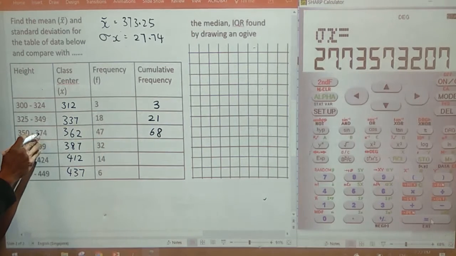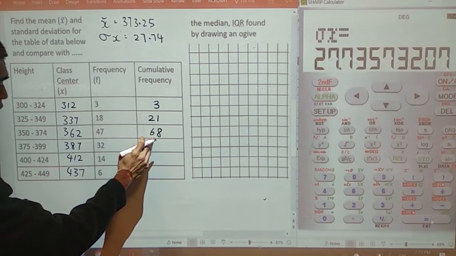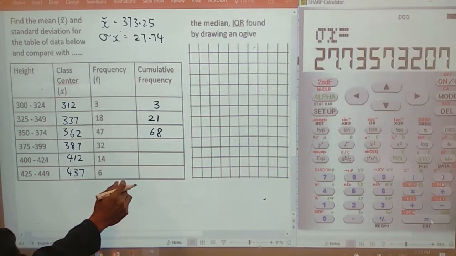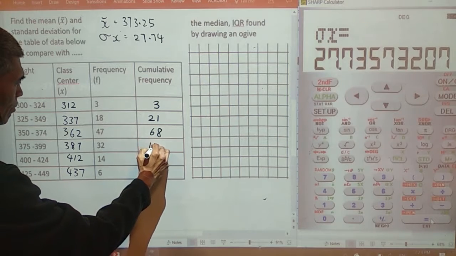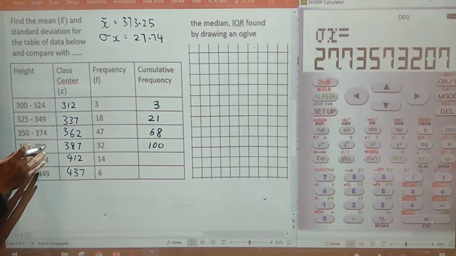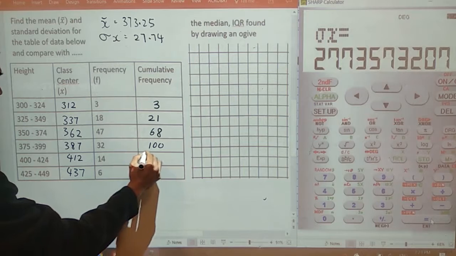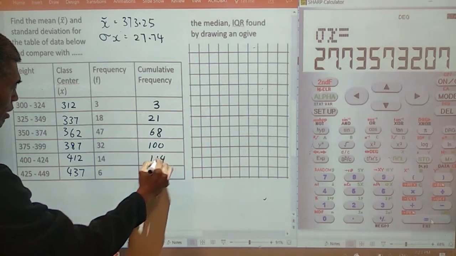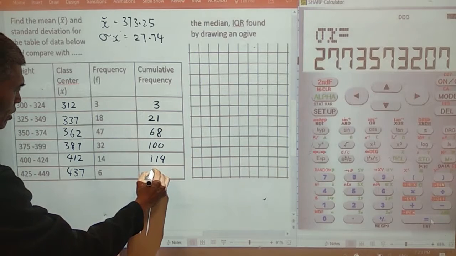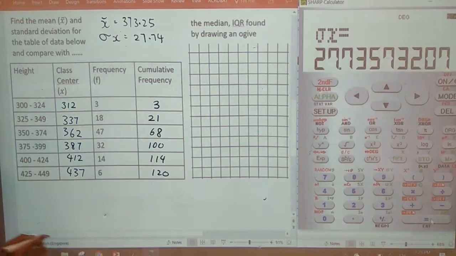This means there are 68 values that are equal to or less than 374. If I add 68 to 32, we would get 100. It means there are 100 values that are equal to or less than 399, and we'll just continue. So the next one will be 100 plus 14, that gives us 114, and finally we add 114 to 6, giving us 120. So that's a nice number to work with.